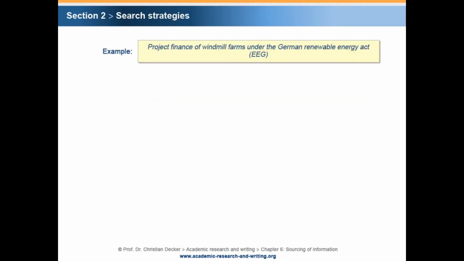In the case of new topics, there may be no literature available at first sight. One should not expect to find literature that fully covers one's topic or exactly matches the title of one's research paper project. Instead, it is necessary to use literature that has been written with respect to adjacent fields of research. This can be explained on the basis of the sample topic, Project Finance of Windmill Farms under the German Renewable Energy Act, EEG.